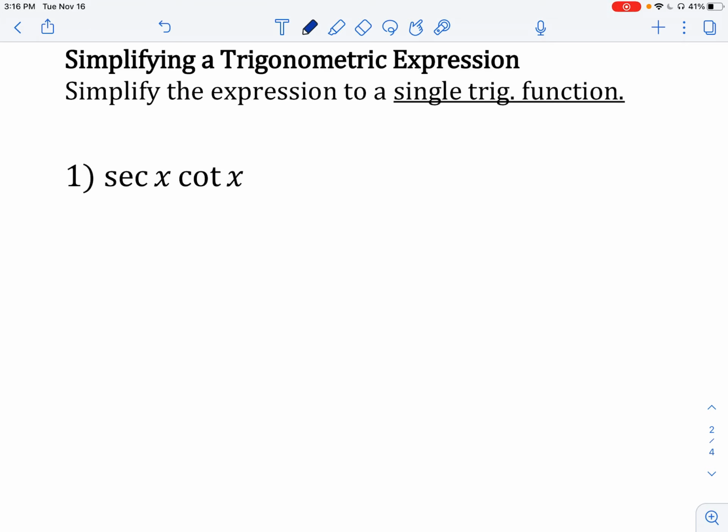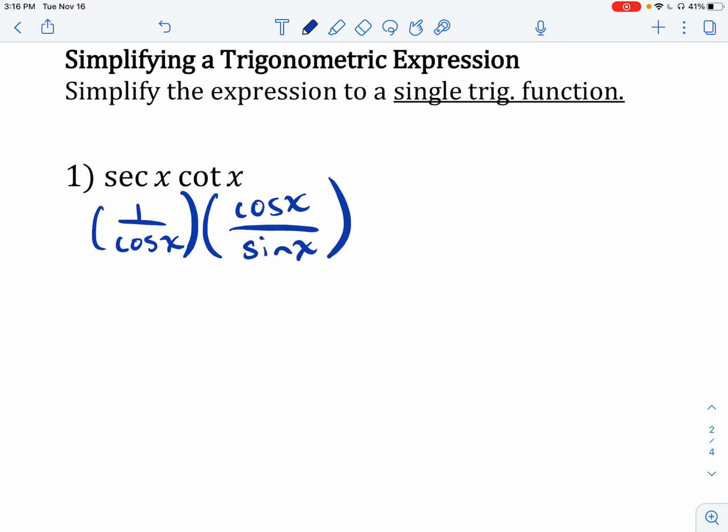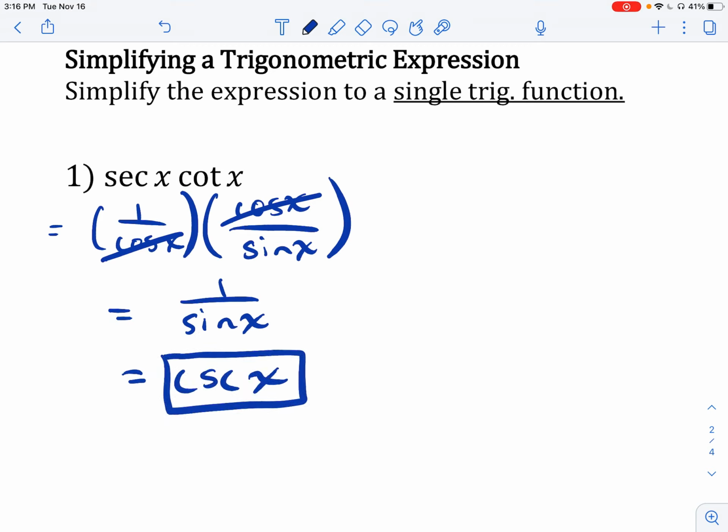To start off, we know that the secant of x, in this case, is 1 over cosine of x, and cotangent of x is equal to cosine of x over the sine of x. And this allows us to pretty easily divide out our cosine x. So this is equal to 1 over the sine of x, which is equal to cosecant of x. There's our simplification.